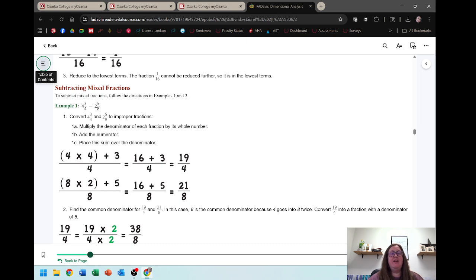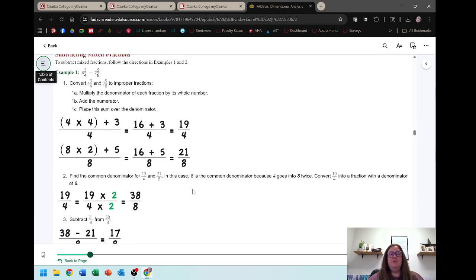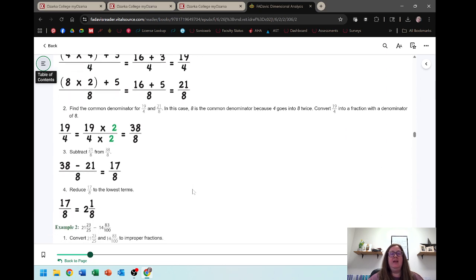And then 2 5/8, 8 times 2 is 16. Plus 5 is 21, so you get 21/8. Okay, so that's how we will convert those mixed fractions into improper fractions. And now once they're improper fractions, we can find a common denominator in order to subtract. So they came up with 8 as the common denominator, and 38/8 minus 21/8 is 17/8.